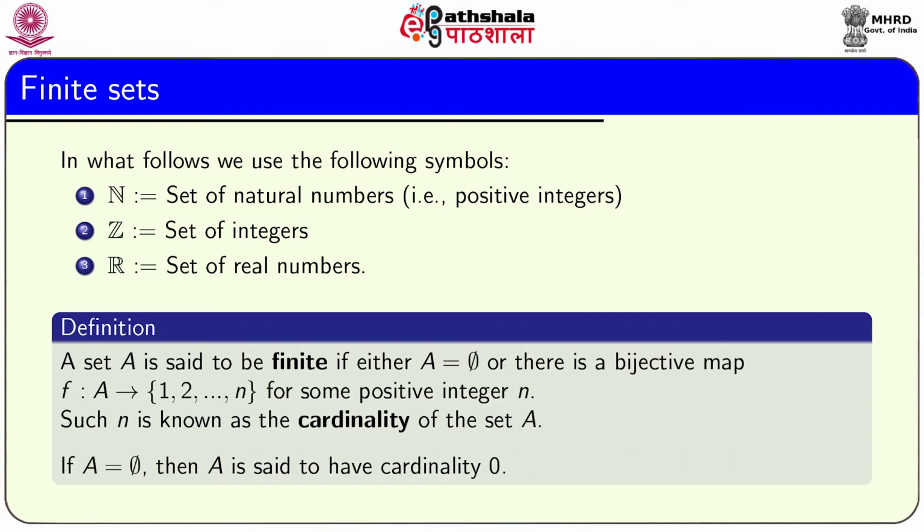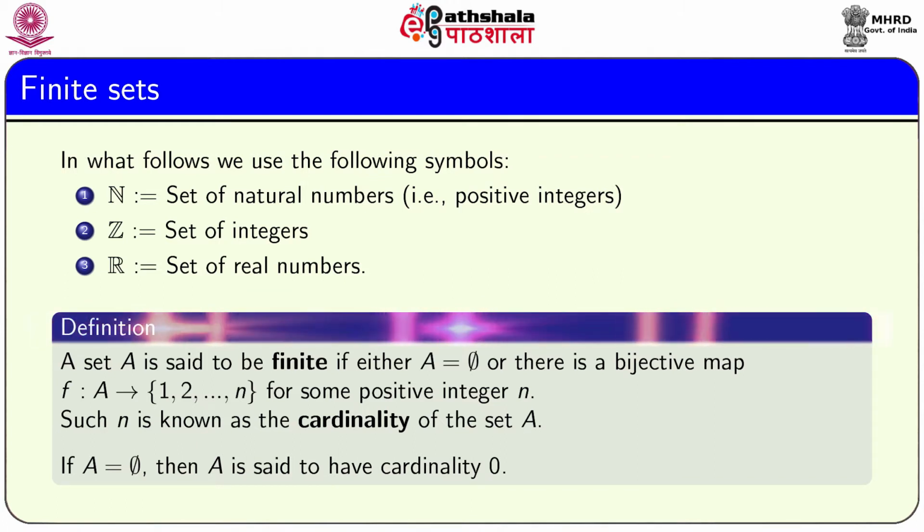In what follows, we use the following symbols. To denote the set of natural numbers, we use N. For the set of integers, we use Z, and R will denote the set of real numbers.